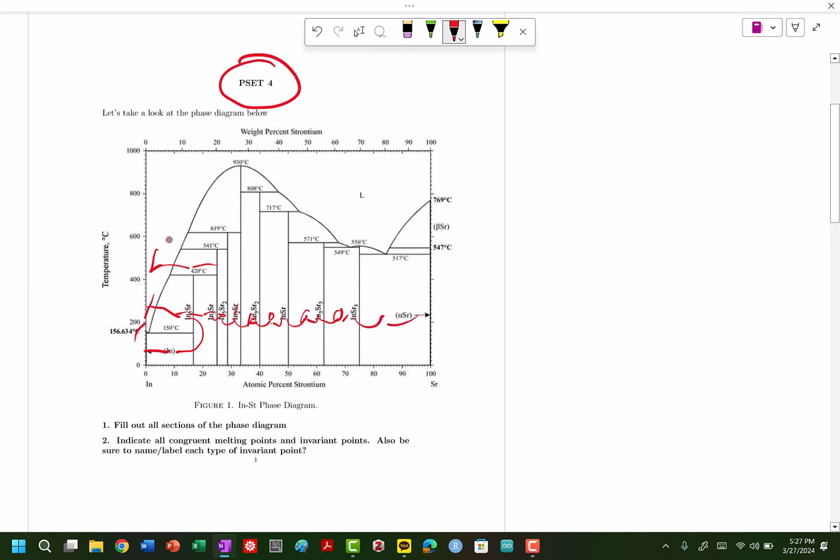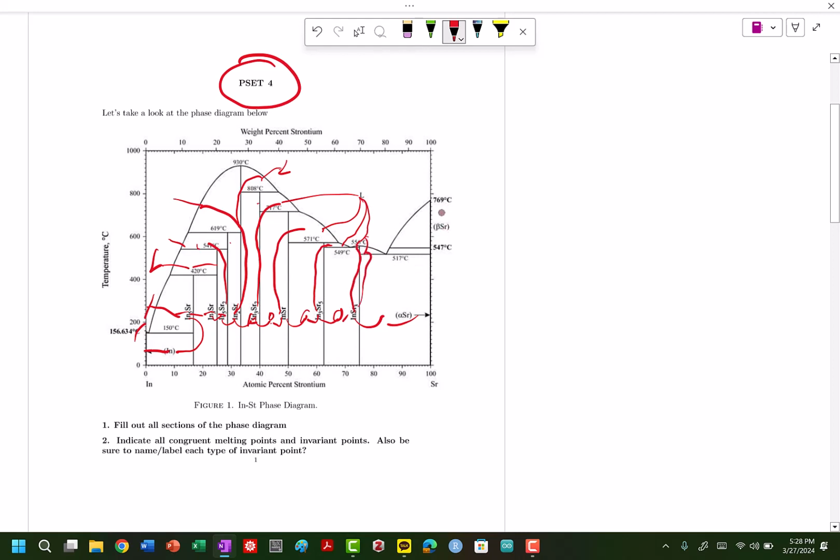And then liquid plus this. Liquid plus this. This is going to be liquid plus this as well. This will be liquid plus this guy. This will also be liquid plus this guy. And the same thing here, liquid plus this guy.